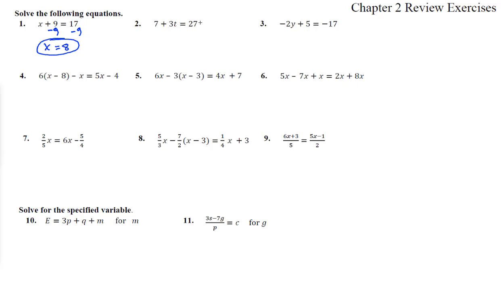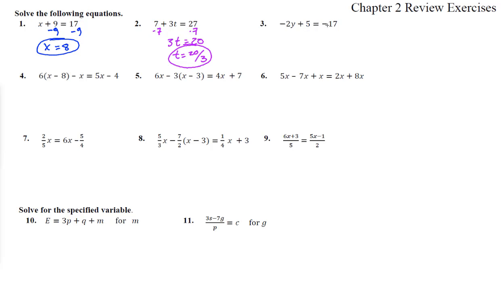The next one. 7 plus 3t equals 27. There are no fractions, no parentheses, no multiple t's, so we subtract 7, and we get 3t equals 20. Divide by 3, and we get t equals 20 thirds. All right, number 3.